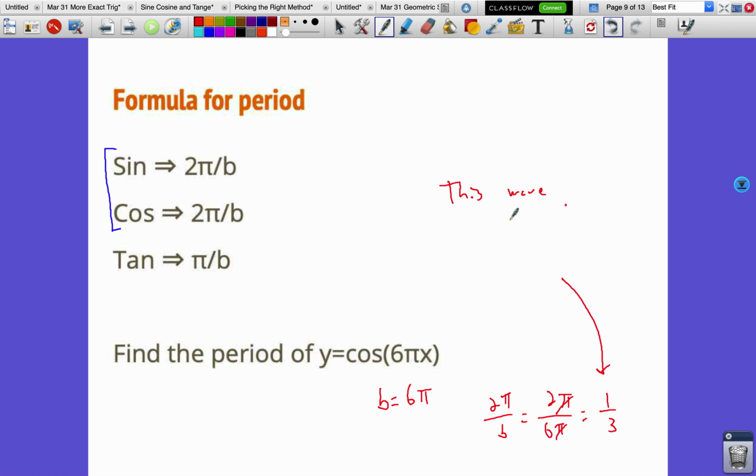So what we can say is that this wave oscillates every 1/3 unit on the x-axis. Did I spell oscillates right? Oscillates. Nope, two L's. Oscillates. All right. This wave oscillates every 1/3 unit on the x-axis.